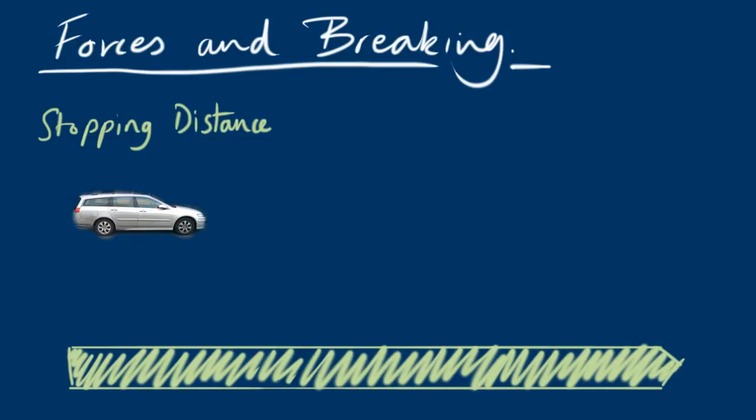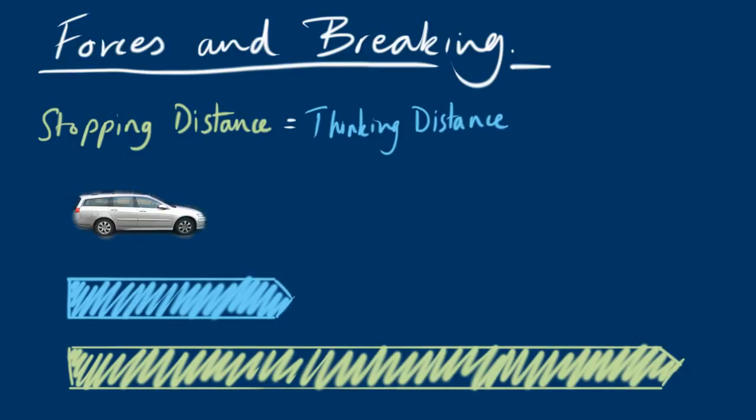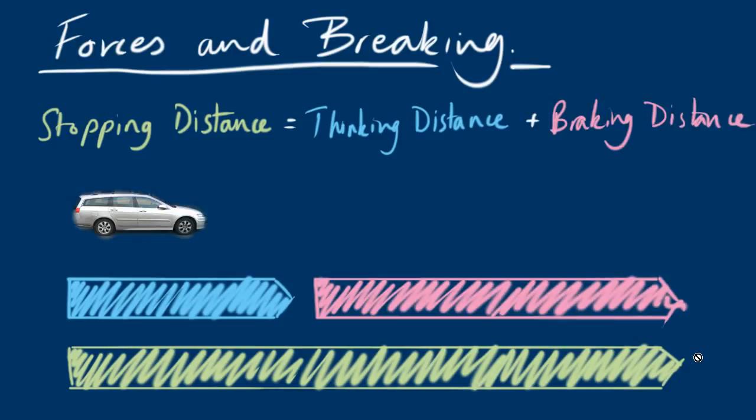First, it's made out of two things. It's made of the thinking distance, which is the distance the car travels whilst the driver is deciding, if you like, to brake. It's basically the distance that the car travels during the driver's reaction time. Then the brakes are applied and the car travels a certain distance whilst it's actually slowing down, and the brakes are doing the mechanical work of stopping the car. At this point, all the kinetic energy the car had is turning into heat, in fact, in the brakes.